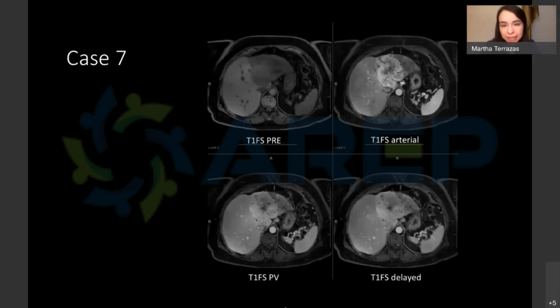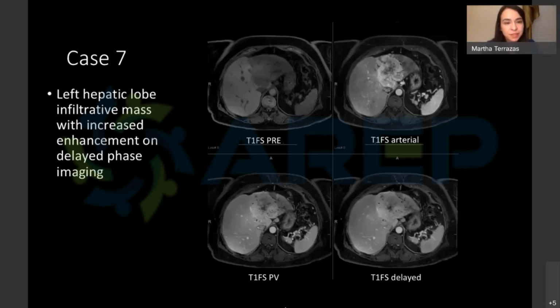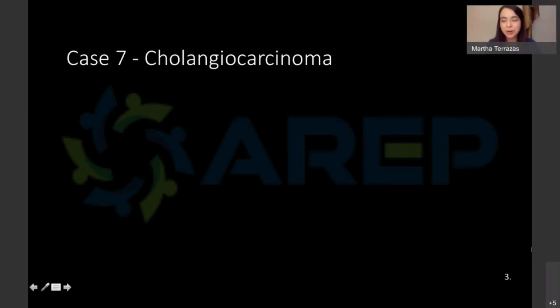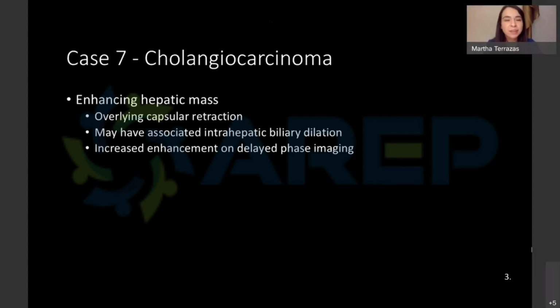So again, here's our T1 pre, and then our T1 FATSAT arterial, portovenous, and delayed phase. So this infiltrative mass in the left hepatic lobe is heterogeneously arterially enhancing, and then it has increased enhancement on delayed phase imaging. We started to see more enhancement centrally within this lesion than we did on the arterial phase. So this is cholangiocarcinoma: overlying hepatic retraction, which we had here, may have intrahepatic biliary dilation, which we had, and increased enhancement on delayed phase imaging. I mean, that's what cholangios do.